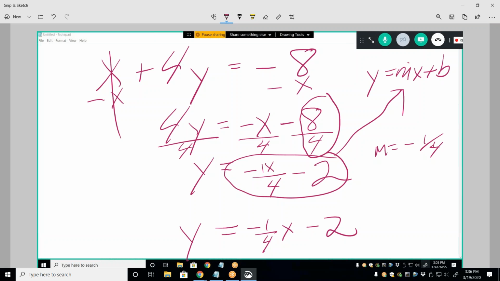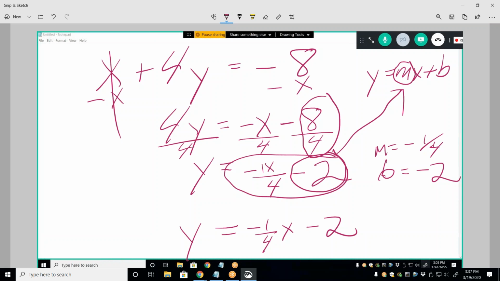Notice that the m multiplies the x. So once you figure out what the m is, it's all by itself. No x. And what's b? 2. Include the negative sign. Negative 2.